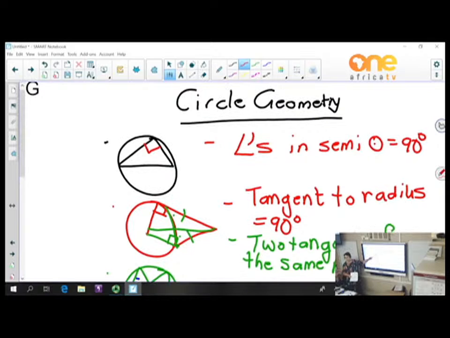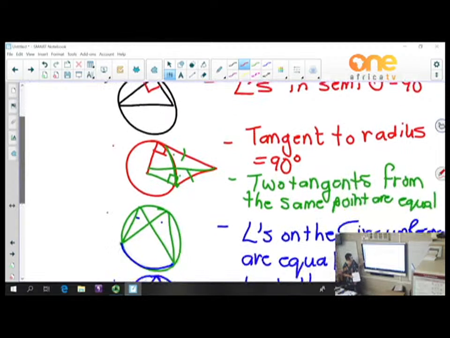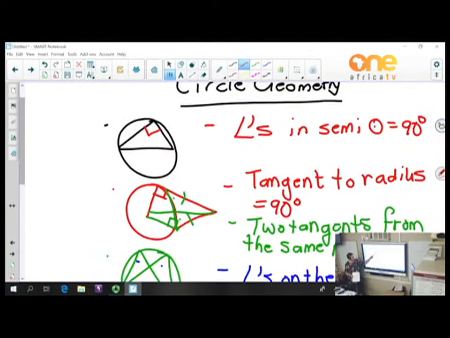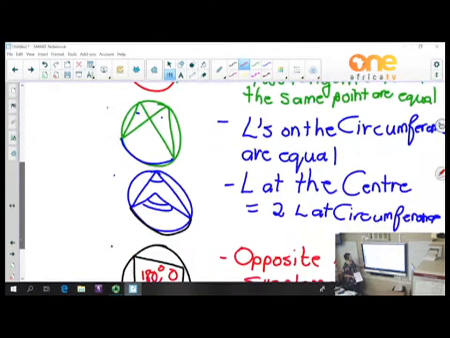In the first place, the angle in a semicircle is 90 degrees. Next one, two tangents from the same point are equal, and the tangent to the radius is 90 degrees. So let's go back and see if we have these three. The angle in a semicircle is 90 degrees, the tangent to the radius is 90 degrees, and two tangents from the same point are equal. That's the first three.